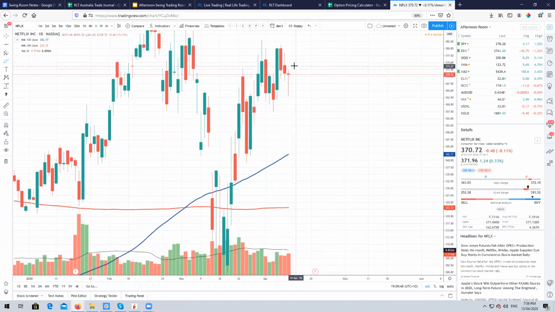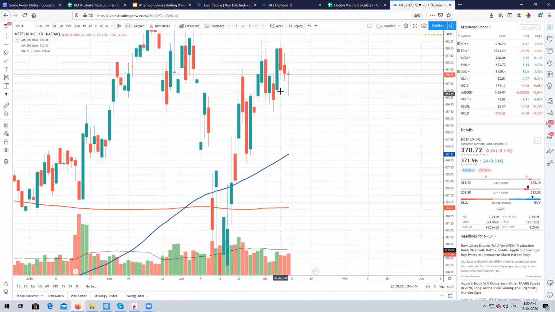Just know that if it does gap above this candle, the high of this candle is 372.10. We're currently at 371.96. If we gap above this candle, you should see a nice push to 377, and then I'd see some selling. So you probably start to see it come up and then most likely reverse at that point. That's the first level of resistance right here. Makes tons of sense.